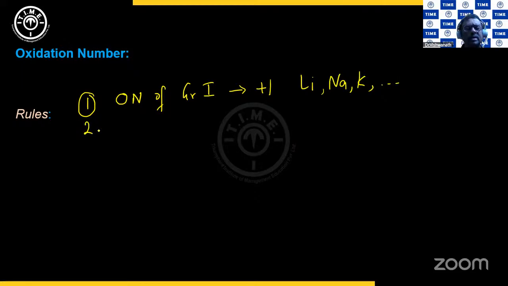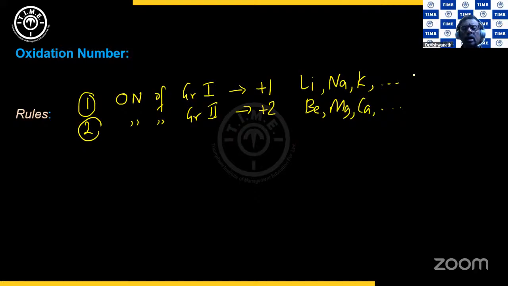Then the second one is oxidation number of group 2, which is alkaline earth metals, is always +2, right? We have beryllium, magnesium, calcium, strontium, barium. Now, what are these oxidation numbers of group 1 and group 2 in? They are in their compounds, right? If you take up the compounds of alkali metals and alkaline earth metals, they are always +1 for alkali metal, always +2 for an alkaline earth metal.